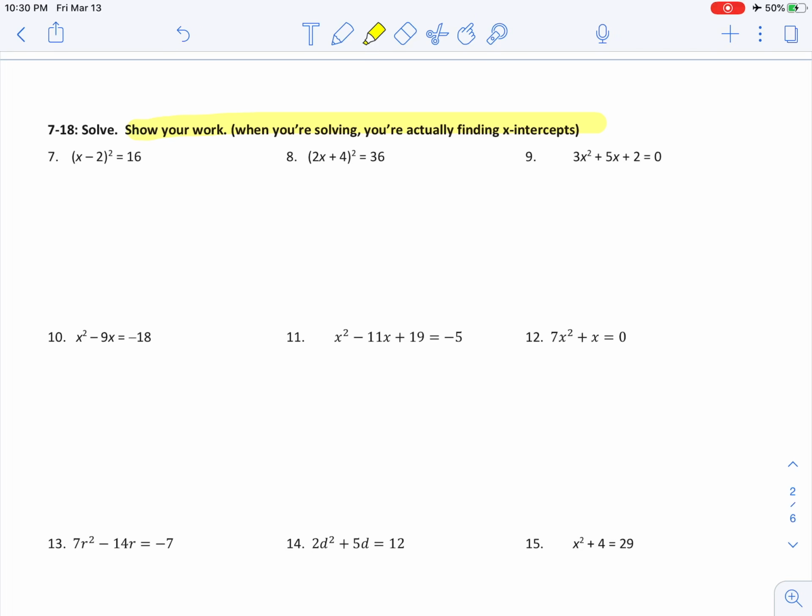When you are solving, you're actually finding the y-intercepts. Now I want you to notice something. There's a difference between numbers 7 and 8, and then look at 9. Is 9 a set of parentheses, squared and equals a number? No. Number 9 is a trinomial. It means it has 3 terms. When it has 3 terms, you have to factor it, just like you did on your homework that was due today. So let's go ahead and have you do numbers 7 and 8.